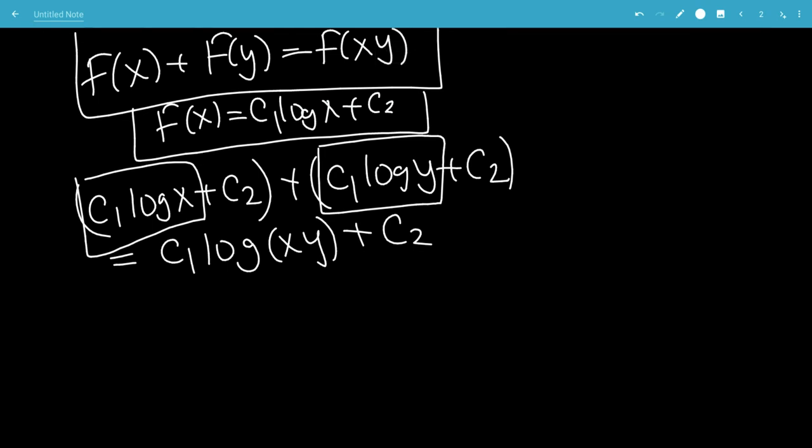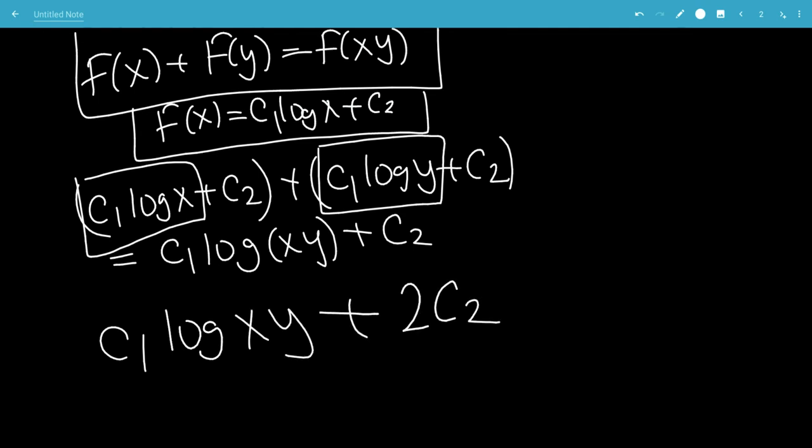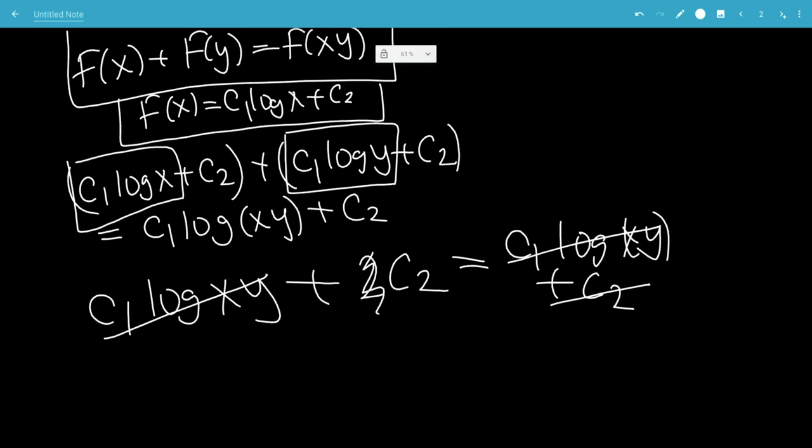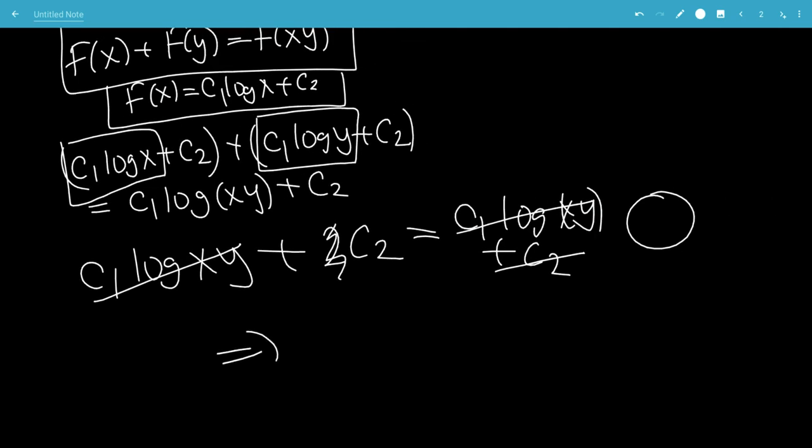But again, using this, we get log xy. So we get c1 log xy plus 2c2 equals c1 log xy plus c2. Obviously, these cancel. c2 cancels, so this 2 turns into a 1, and the right-hand side is equal to 0. So we find out quickly that c2 is equal to 0.